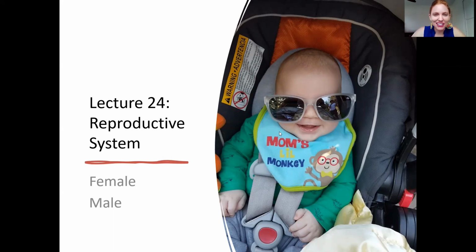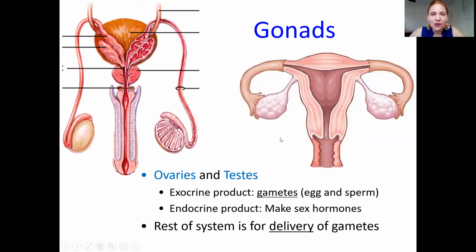Okay, let's get started. So today we are going to talk about the reproductive system. This little lecture piece is going to be about the female reproductive system, and then I'll do a separate one for the male reproductive system. Before we get into it, let's get at the heart of the matter and talk about gonads.